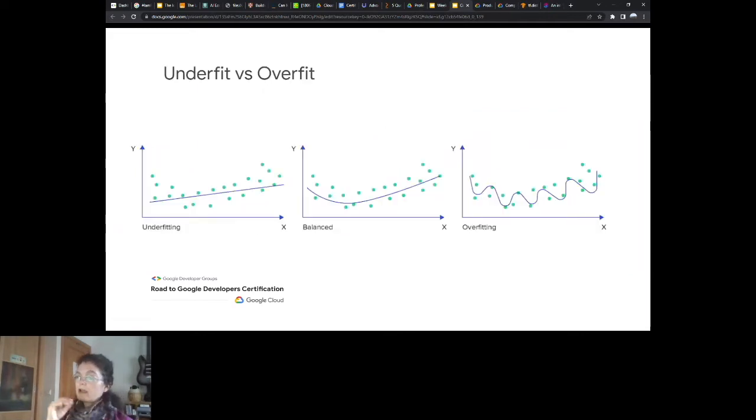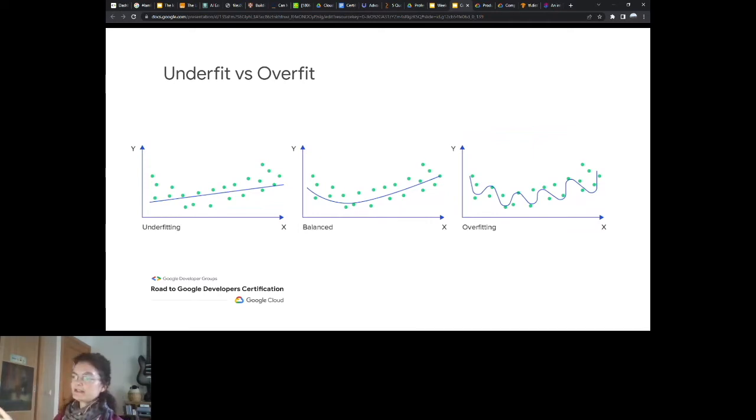And when you are building the model, when you are training the model, there are two things that could happen. And I would like to ask you now, how many of you know about underfitting or overfitting? That will give me also an idea of how much you know already.